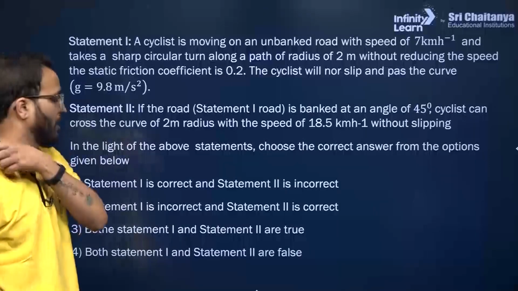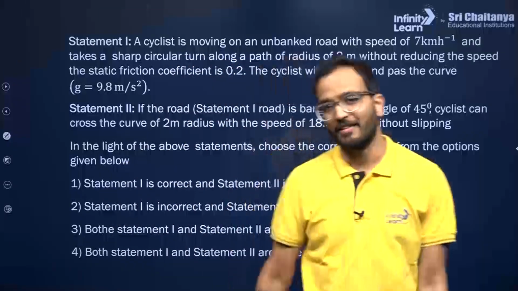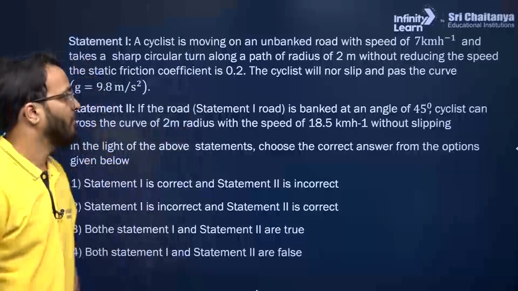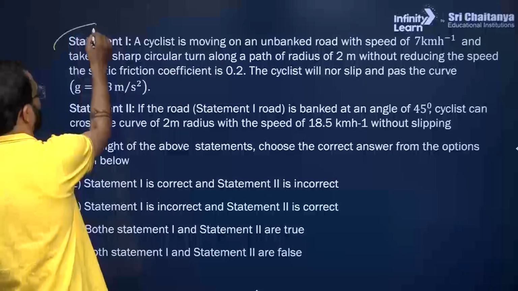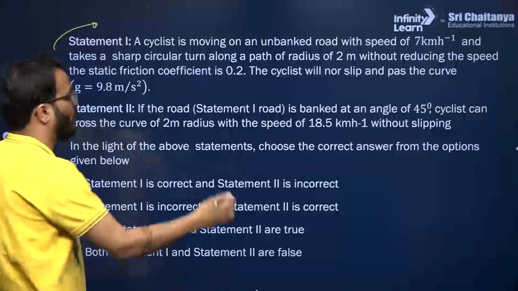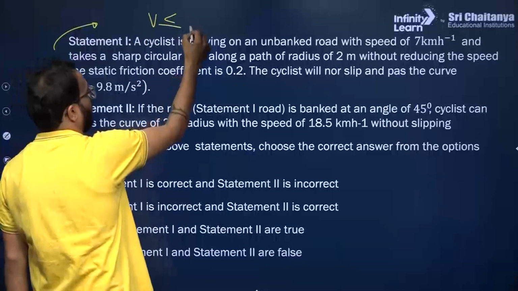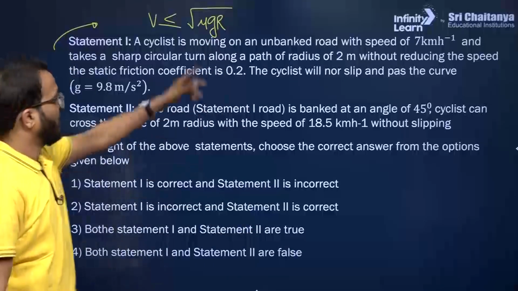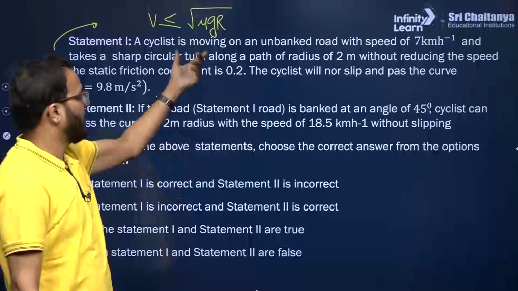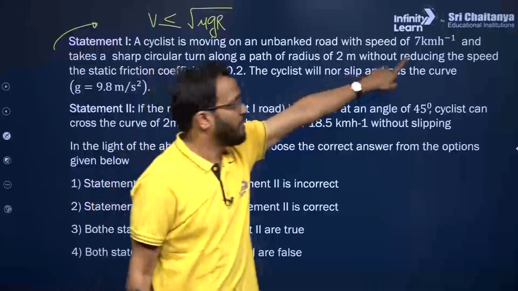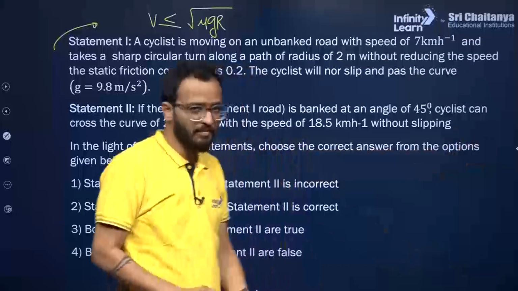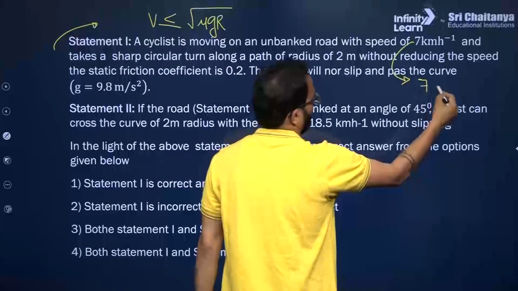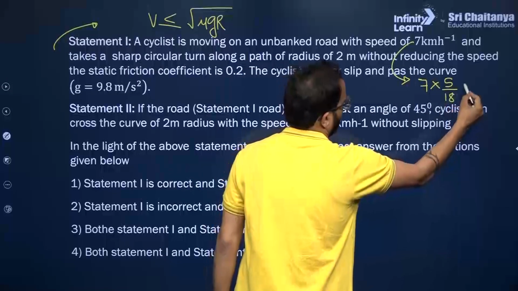Now second is, I will say this is a very lengthy question, because you have to check very close data. So for this, if it is moving on a simple unbanked road, V must be less than or equal to root mu g r. Put the value of mu g r, put g as 9.8 and check what it is coming, and 7 km per hour, please convert it into meter per second by multiplying with 5 by 18. So you have to convert 7 into 5 by 18 meter per second.